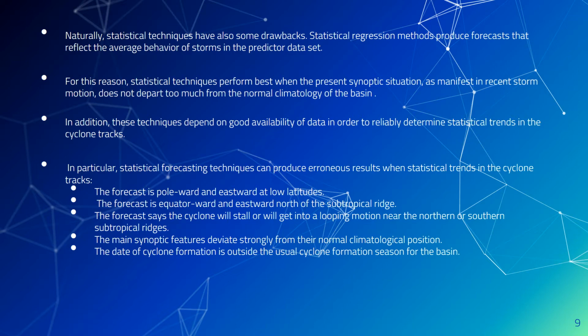The forecast is poleward and eastward at low altitudes. The forecast is equatorward and eastward north of the subtropical ridge. The forecast says the cyclone will stall or get into a looping motion near the northern or southern subtropical ridges. The main synoptic features deviate strongly from their normal climatologic position. And the last one is the date of cyclone formation is outside the usual cyclone formation region for the basin.